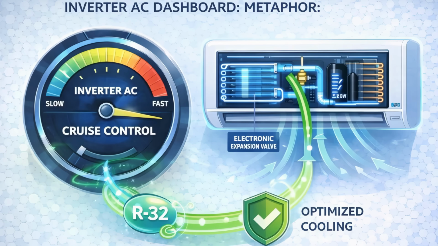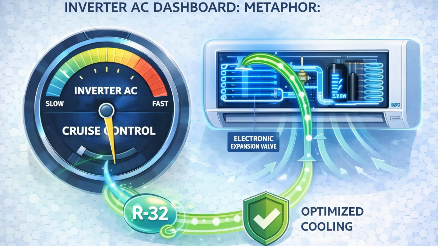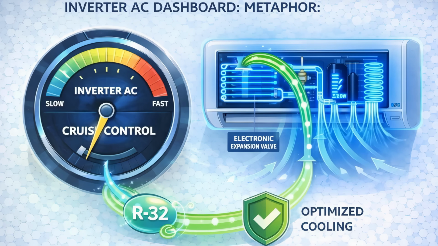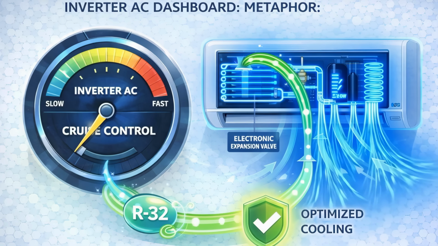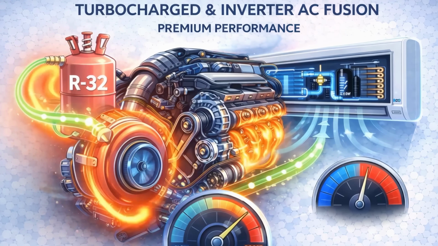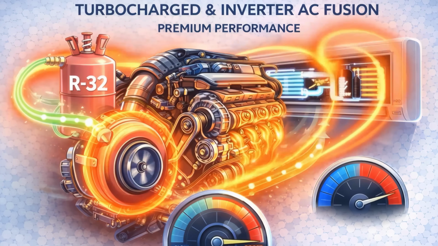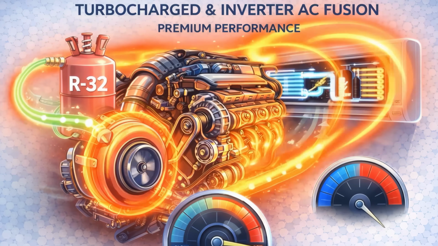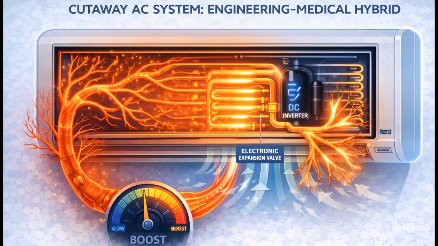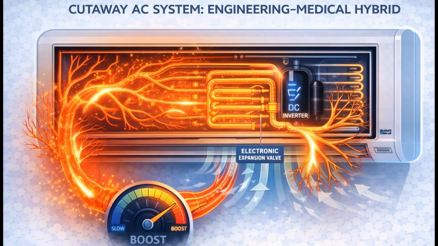When you pair an inverter's smart cruise control with a high-performance gas like R32, you get a machine that is squeezed for every possible drop of cooling power. It's like putting high-octane fuel into a turbocharged engine. Everything just runs better. While the gas is the blood, the coils are the arteries of your air conditioner.